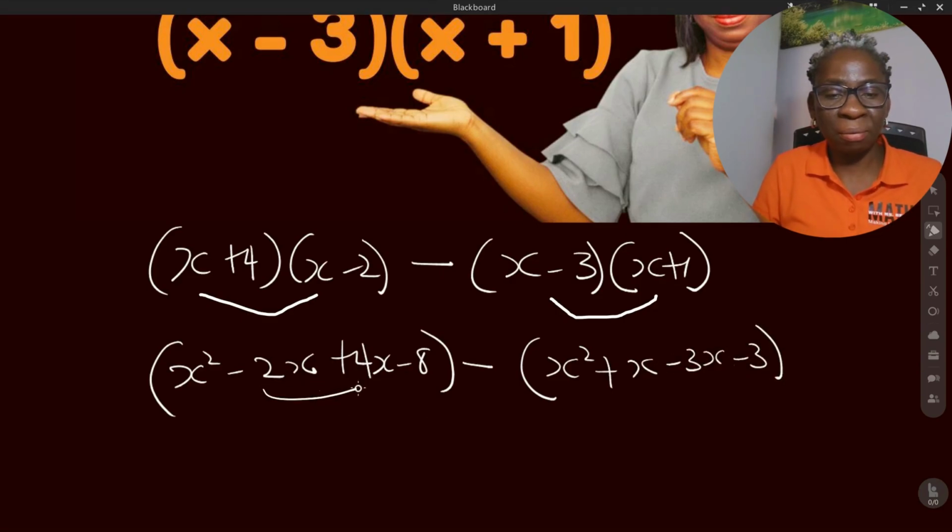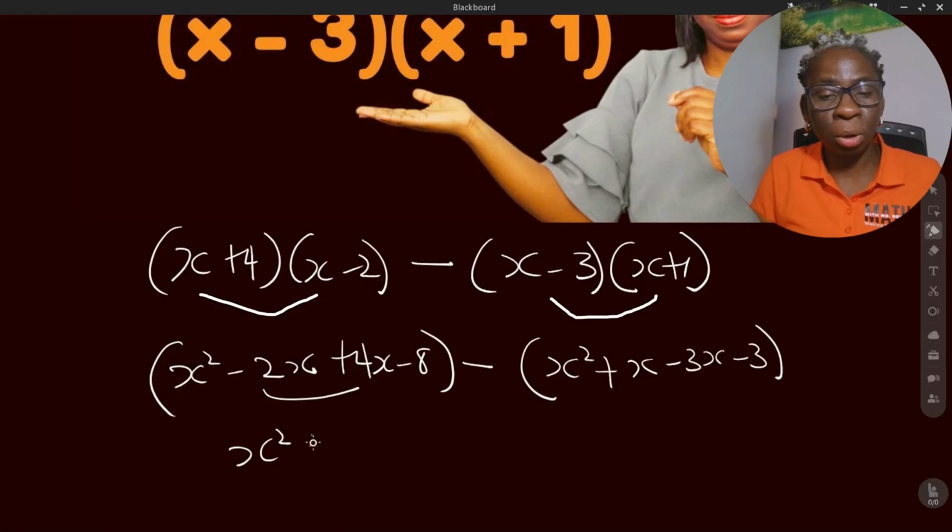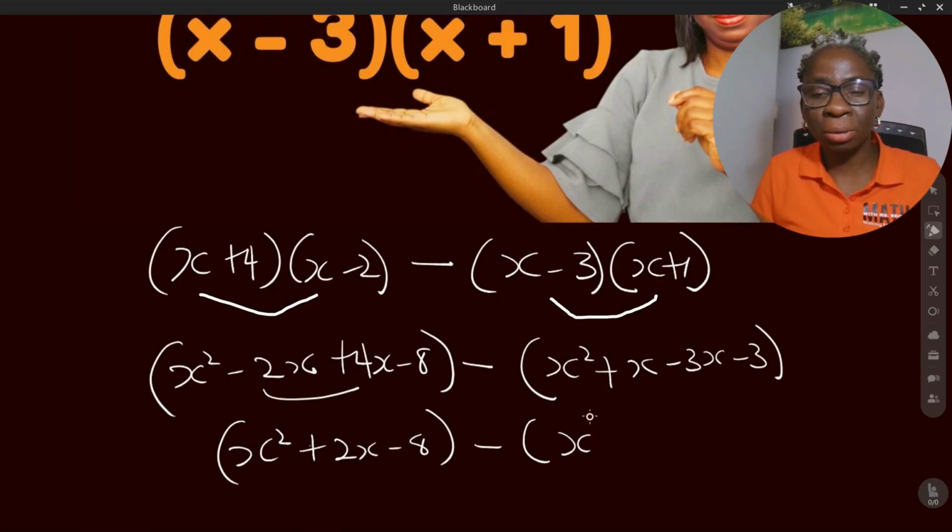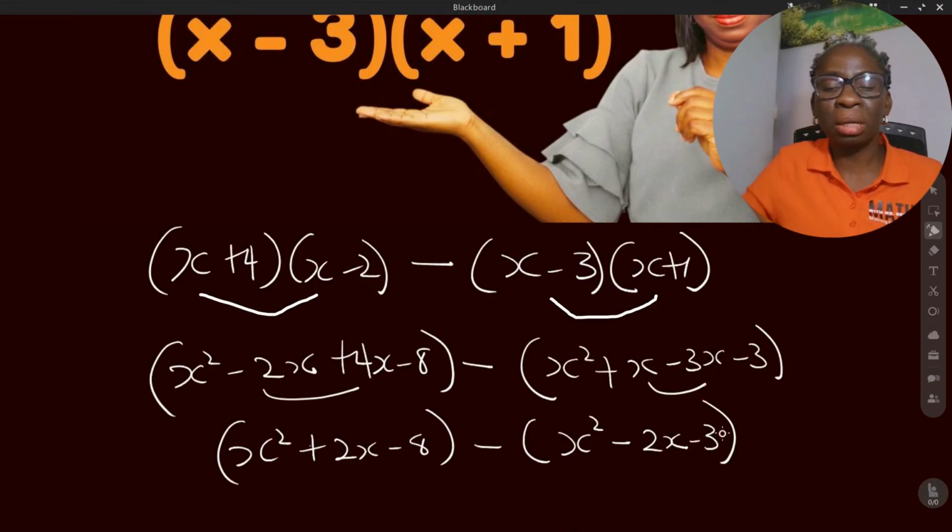Now, let's simplify further so that we have x squared, negative 2x plus 4x. This will give plus 2x and then minus 8. Then we have minus x squared. This will give minus 2x, then minus 3.